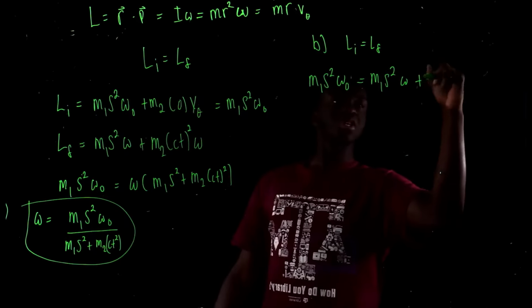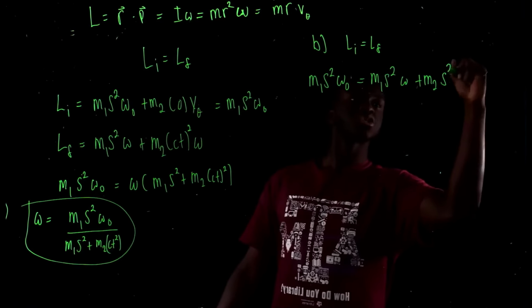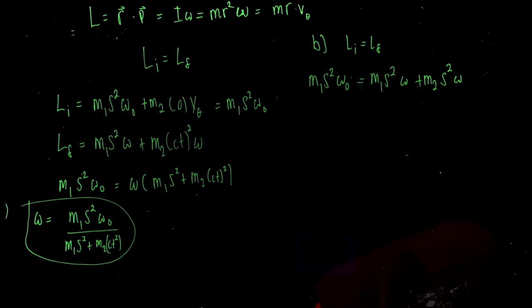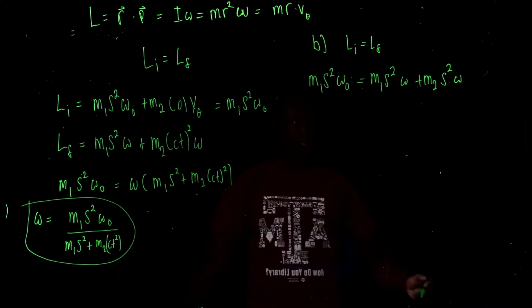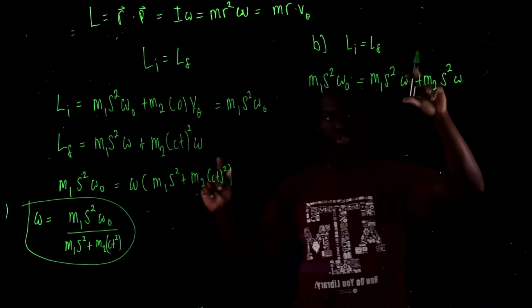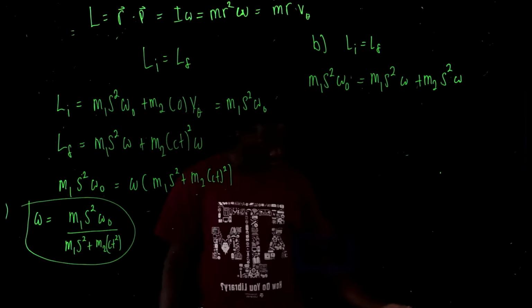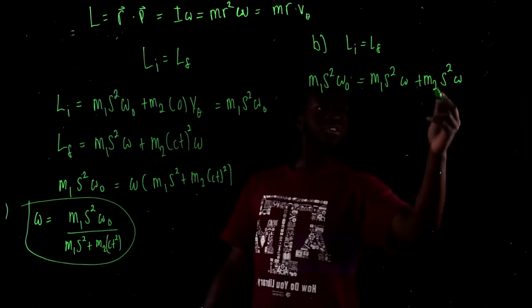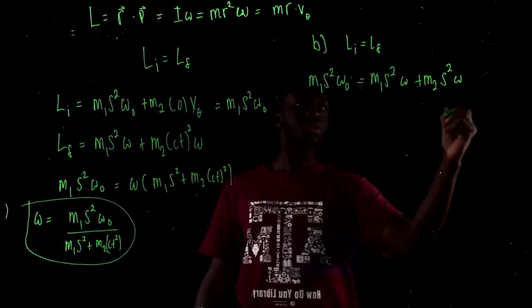This one is also going to have a distance S squared omega because it goes all the way. Because it goes all the way, they're both going to have a distance S because it reaches the end of the rod. So now you're just going to solve for omega, which is the same exact thing that you did before.